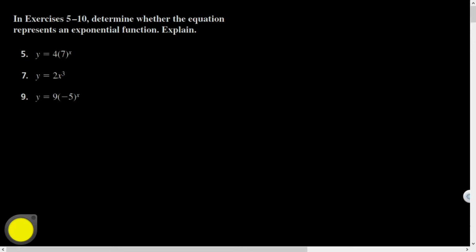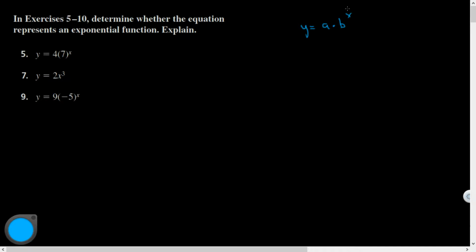Mr. Waddy and my math friends in real life are here to talk about exponential functions. We're looking at last night's quiz on page 310. Here are some problems we're just going to go over real quick. It says, determine whether the equation represents an exponential function. Explain. So exponential functions in general were of the form y equals a times b to the x.